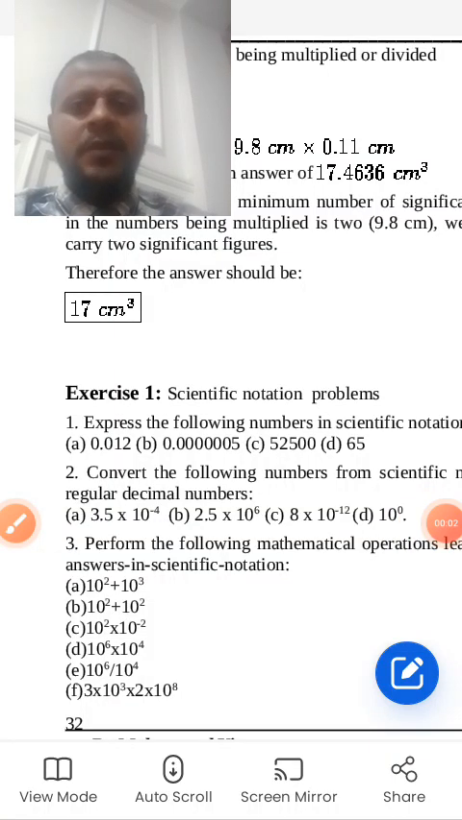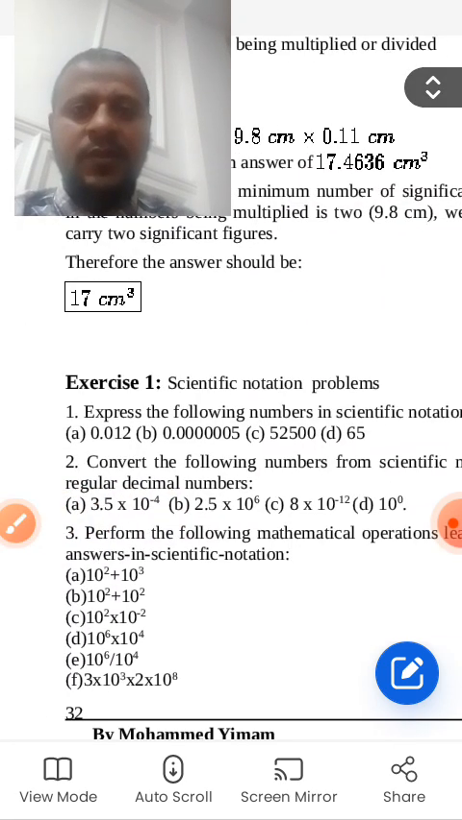Good evening, everybody. Do the following exercise 1 about scientific notation and problems. 1. Express the following numbers in scientific notation. A 0.012, B 0.000005, C 52,500, D 65.